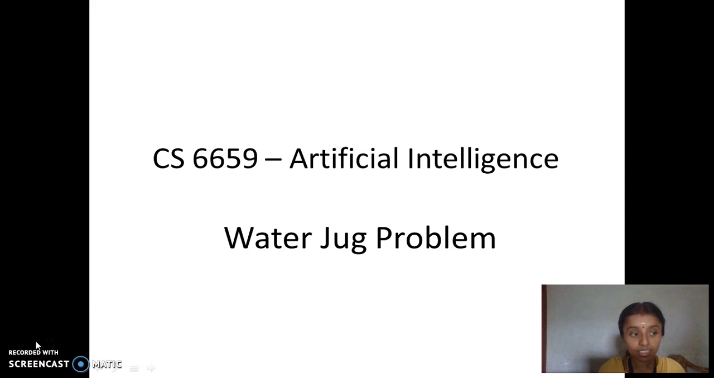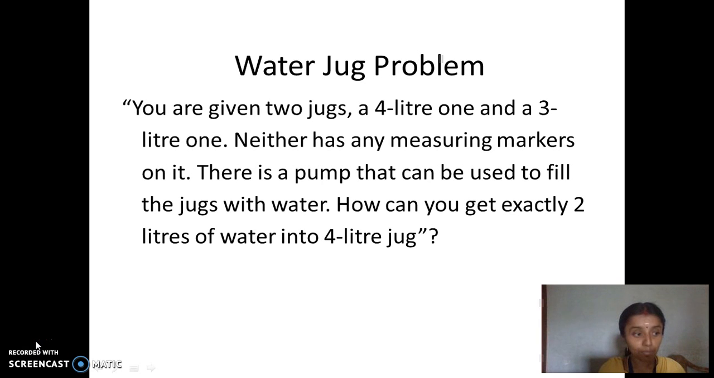Today, we will discuss the water jug problem. The problem definition is that there are two jugs, one with a capacity of 4 gallons and another with a capacity of 3 gallons. None of the two jugs has any measurements or markings on it. We can use the pump to fill the jug. The problem is that we have to fill exactly 2 gallons of water in the 4 gallon jug.